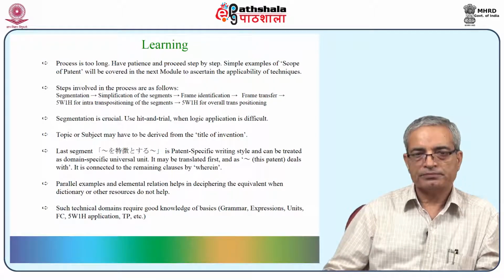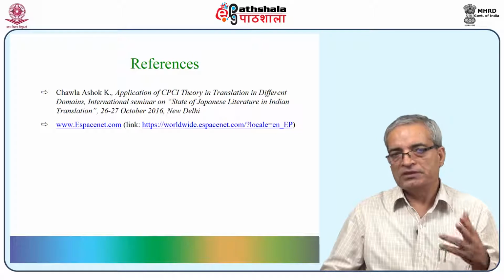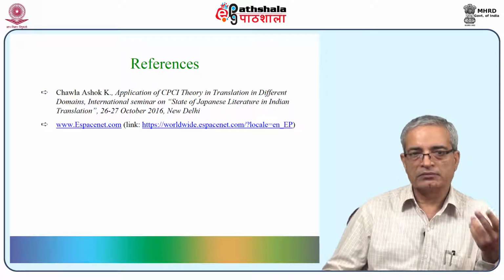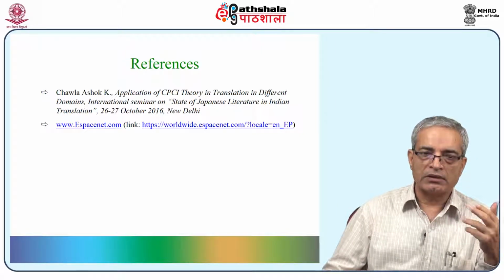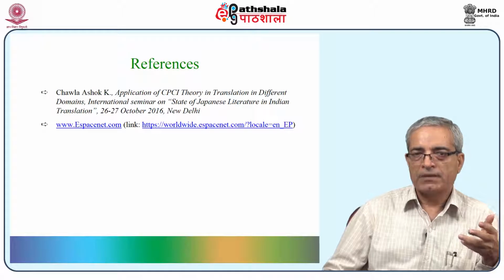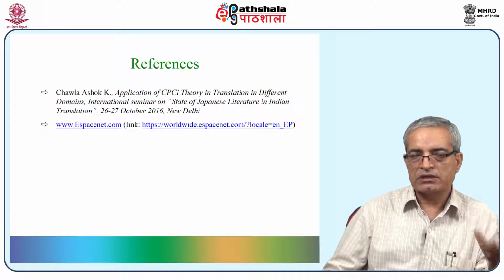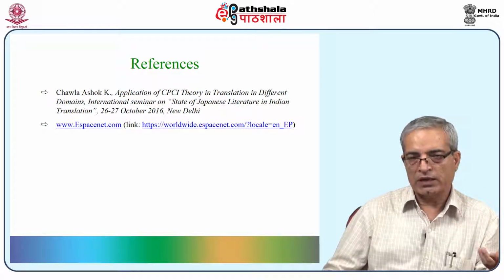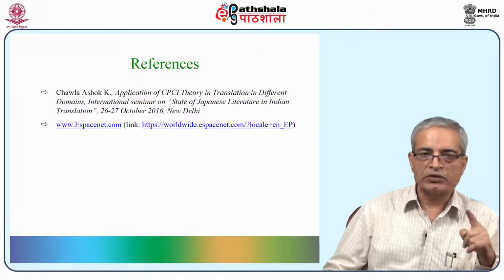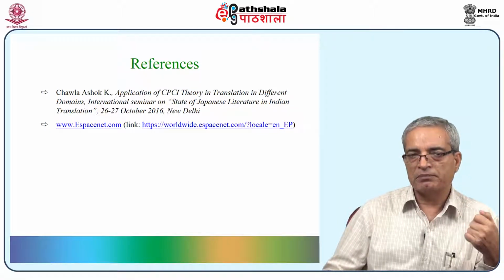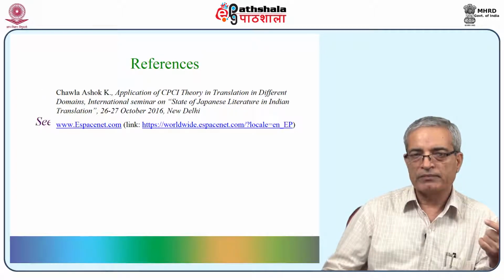These are the references, the paper on CPCI theory, and the link which is given here, it gives a lot of information with regard to patent. Once you do this type of exercise of this module, and some more simpler examples of scope of patent will be covered in the next module. Once you have done this, when you refer to this particular link, you will find this link very useful.